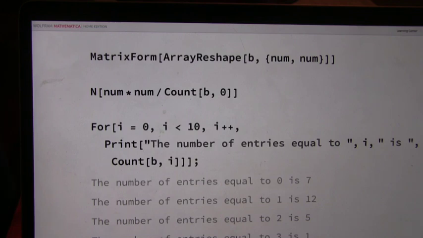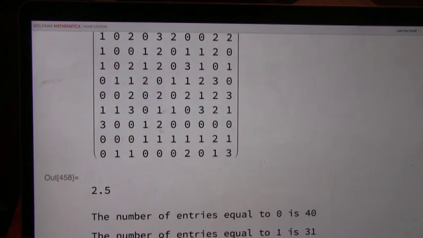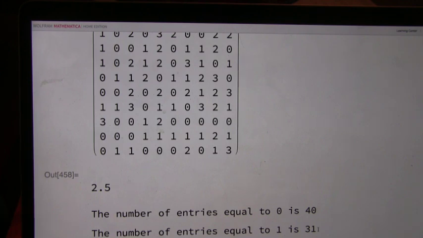All right, how about you? 30 to 40 zeros. And you're saying around 25. Okay. Well, there's our grid. And it turns out we got 40. And we got 31 ones.